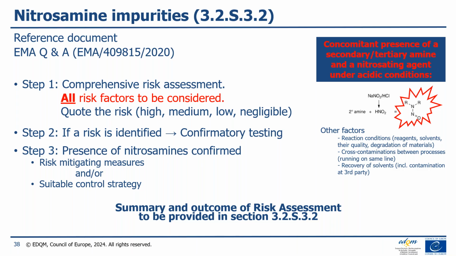Coming now to nitrosamine impurities, the reference document is the EMA question and answer document. What we want to see is a comprehensive risk assessment where all risk factors have been considered. This is the core document that you need to provide. Of course, if you have identified a risk, we want to see confirmatory testing, and if the presence of nitrosamines is confirmed, then of course you need to implement appropriate risk mitigating measures or a suitable control strategy. This is what you need to do, and the summary and outcome of this risk assessment should be provided in section 3.2.S.3.2.